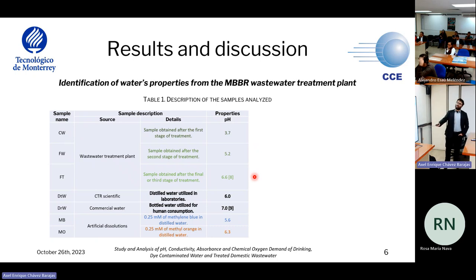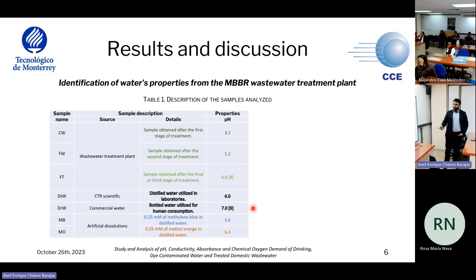Okay, regarding these results, we can compare the most advanced pH results with the distilled water and the drinking water, and we can see how the pH is very close to both of the samples. In comparison, this pH is close to the neutral point, and we can see that when we mix water with some other artificial dyes, each artificial dye makes the pH of the water more acidic. After that, I would like to highlight also the pH value of 7, because this is the range really close to what humans need for the consumption of water.